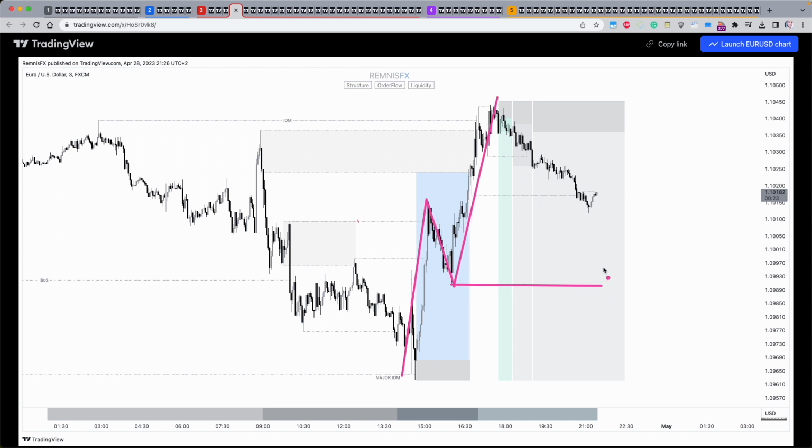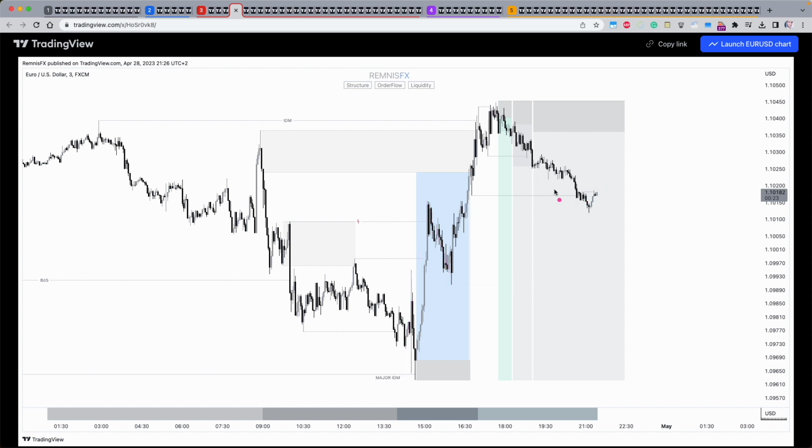So up until this point, this may still act as inducement, or price fails, does something like this, and then it will be a BOS, right? Instead of a change of character. I hope that makes sense.